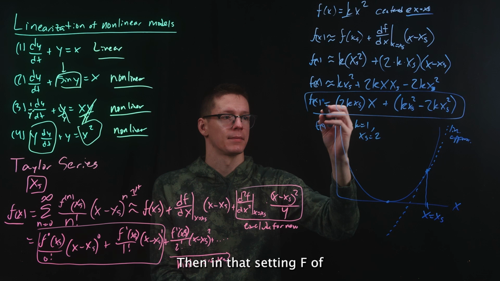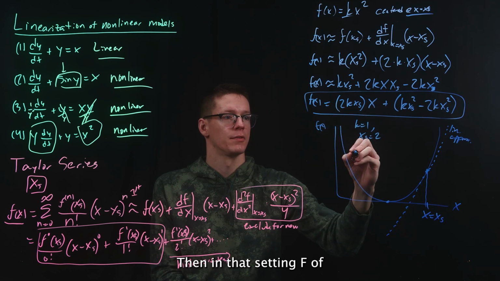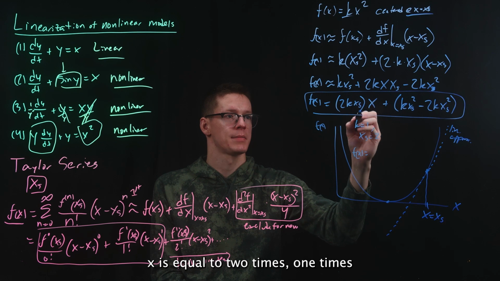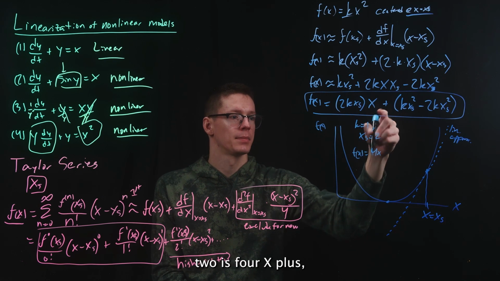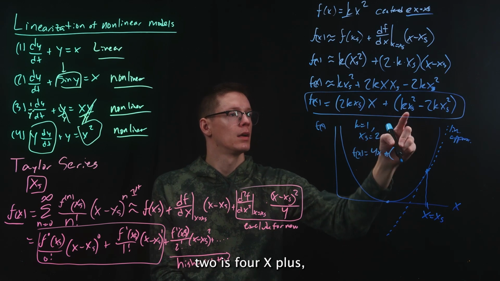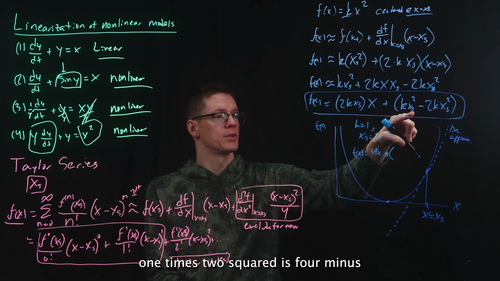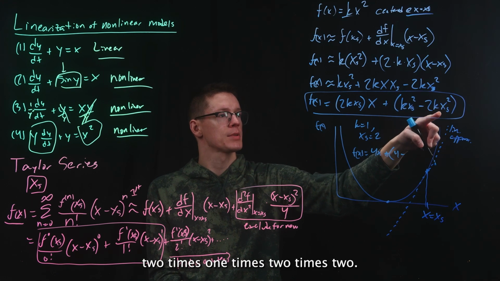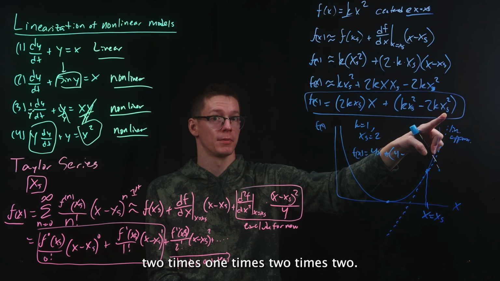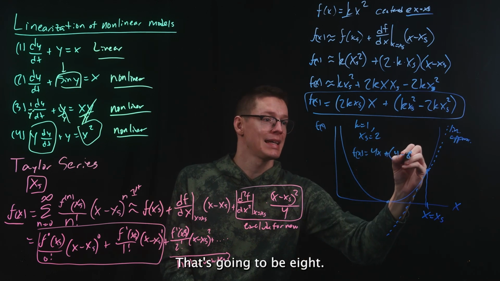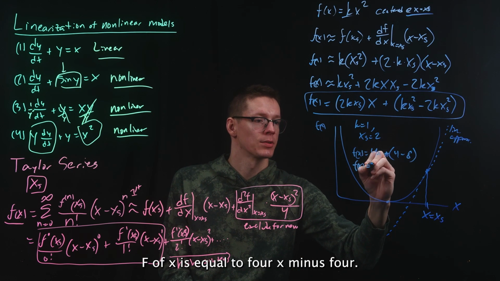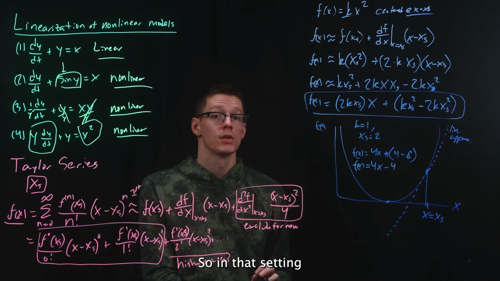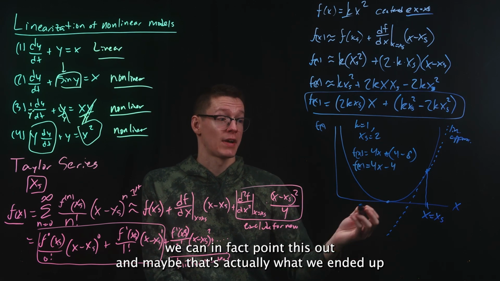Then in that setting, f of x is equal to 2 times 1 times 2, which is 4x, plus 1 times 2 squared, which is 4, minus 2 times 1 times 2 times 2. That's going to be 8. So f of x is equal to 4x minus 4.